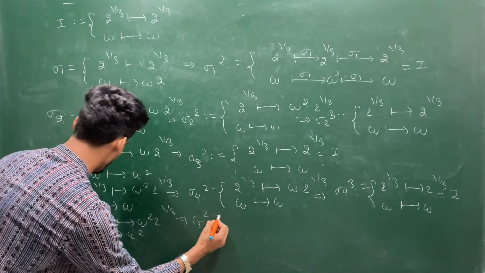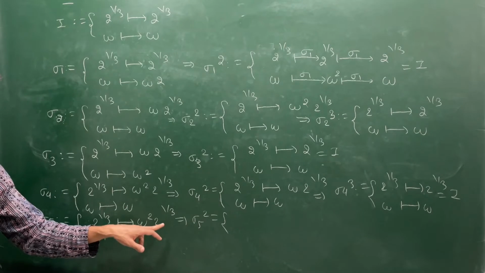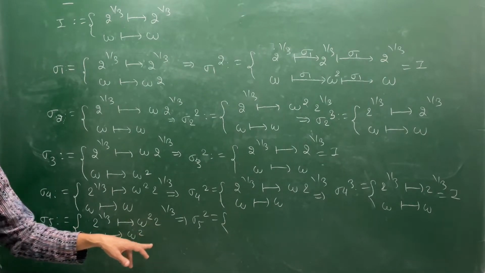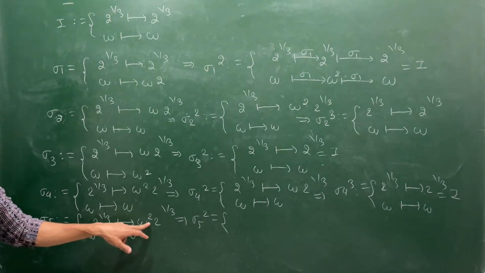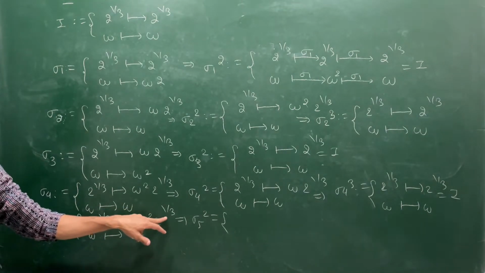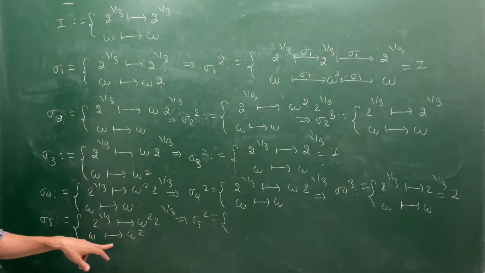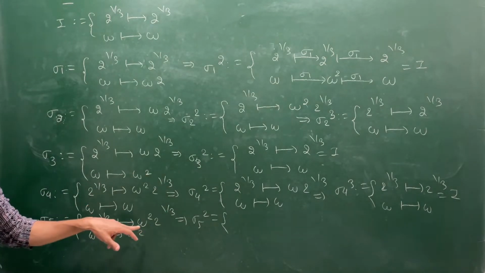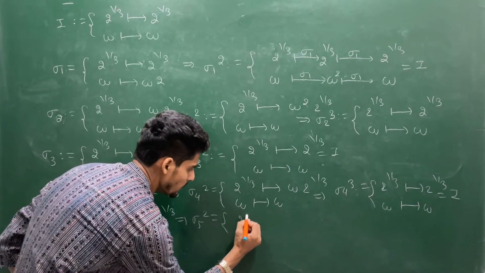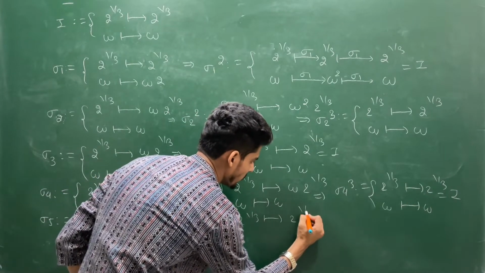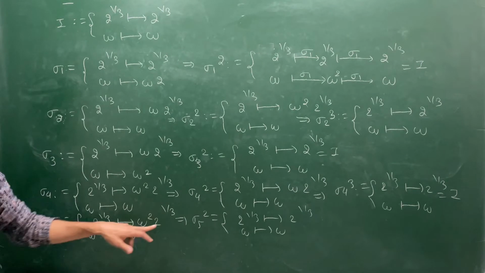sigma 5 to the power 2. If 2 power 1 by 3 goes to omega square 2 power 1 by 3, then again you operate sigma 5, you will have sigma 5 of omega square into sigma 5 of 2 power 1 by 3. Sigma 5 of 2 power 1 by 3 will be omega square 2 power 1 by 3, but omega square is already going to omega square, so this will go to omega power 4. So you will have omega power 6, that will be 1. So 2 power 1 by 3 goes to 2 power 1 by 3, and omega goes to omega, that you can verify, because sigma 5 sends omega to omega square.